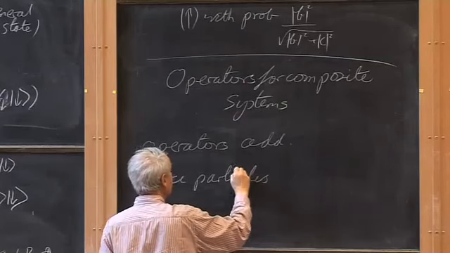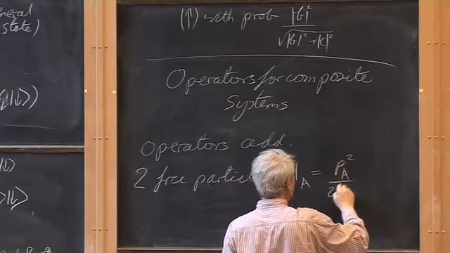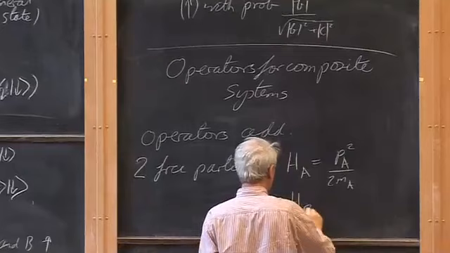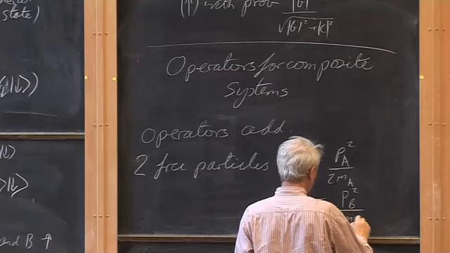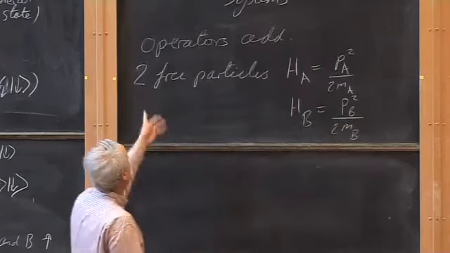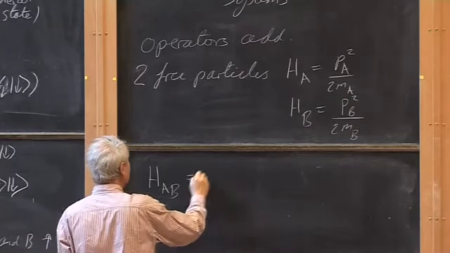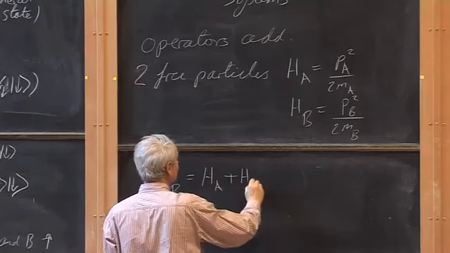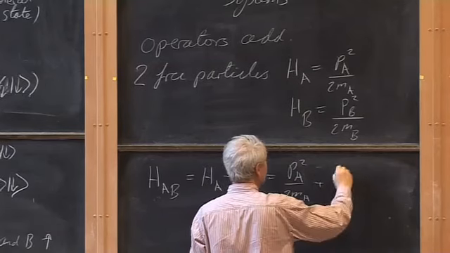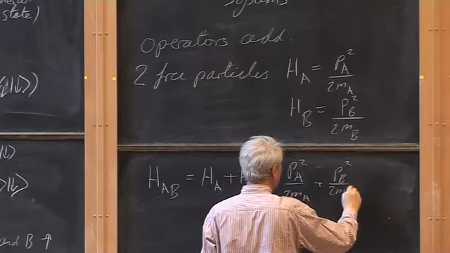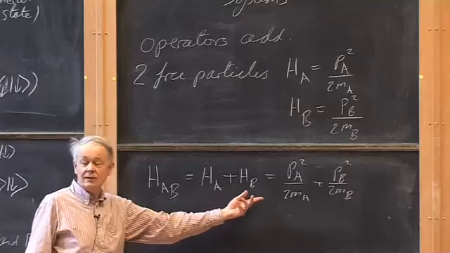So for example, if we have 2 free particles, if A and B are both free particles, then HA is equal to PA squared, the momentum of A squared, over twice the mass of A, and HB, the Hamiltonian operator, is equal to PB squared over 2MB. So what's the Hamiltonian of the combined system? HAB is equal to HA plus HB. In other words, it's PA squared over 2MA plus PB squared over 2MB. And that's sort of saying the energies of the combined system is the sum of the energies of the individual bits.